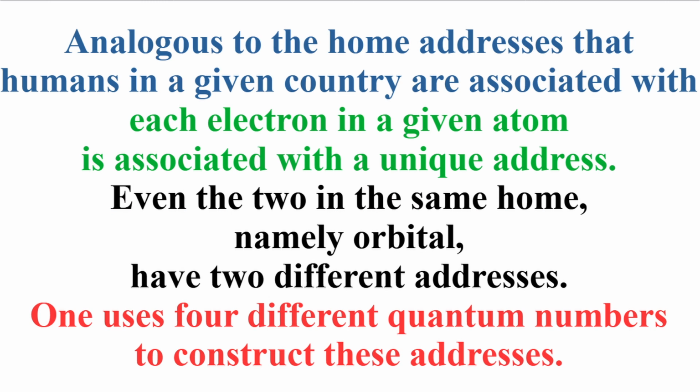To continue the analogy, similar to the home addresses that humans in a given country are associated with, each electron in a given atom is associated with a unique address. Yes, even the 2 in the same home, namely orbital, have 2 different addresses, interestingly enough. One uses 4 different quantum numbers to construct these addresses.